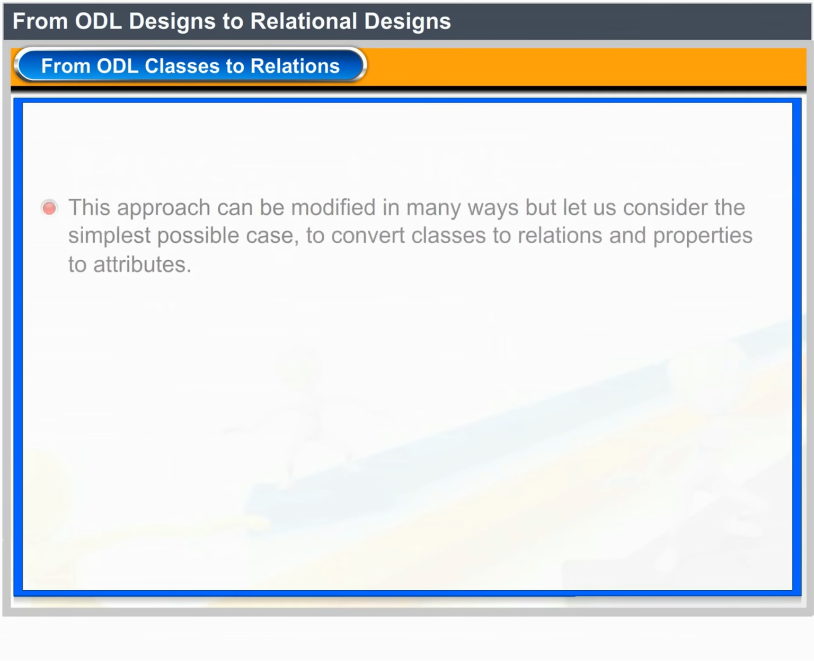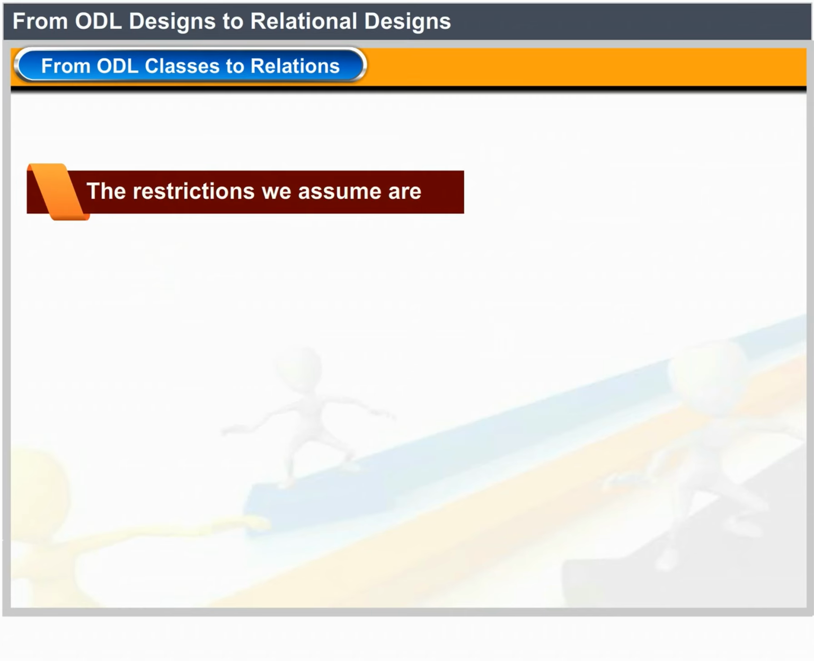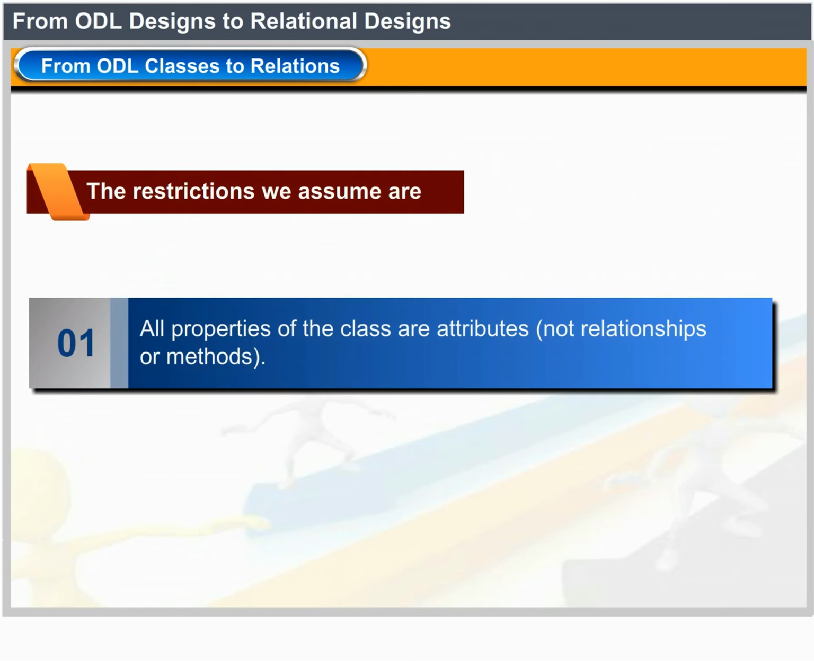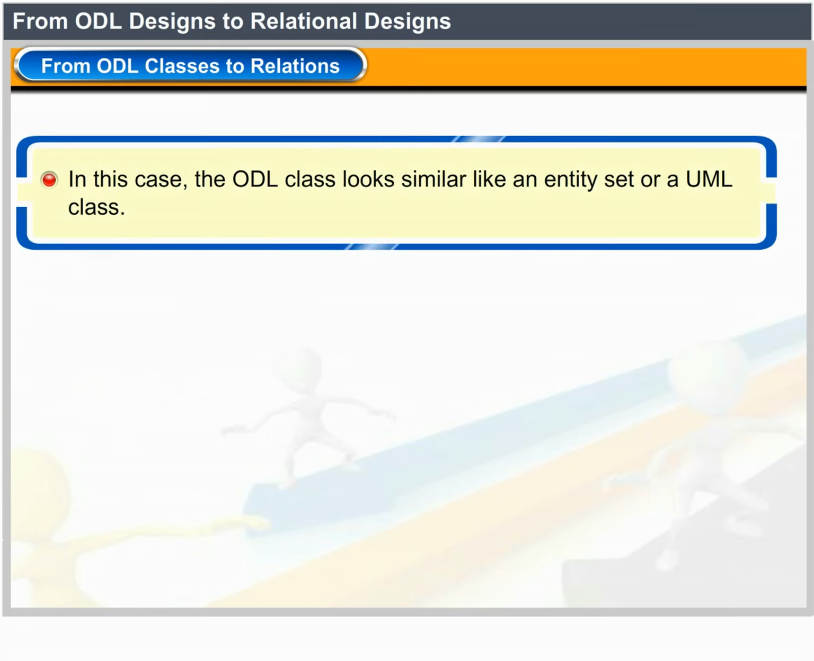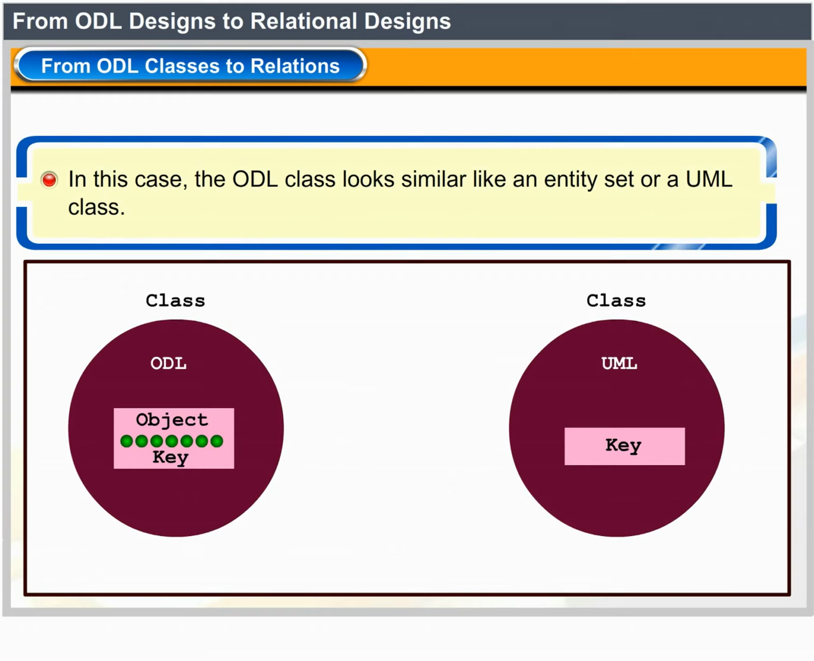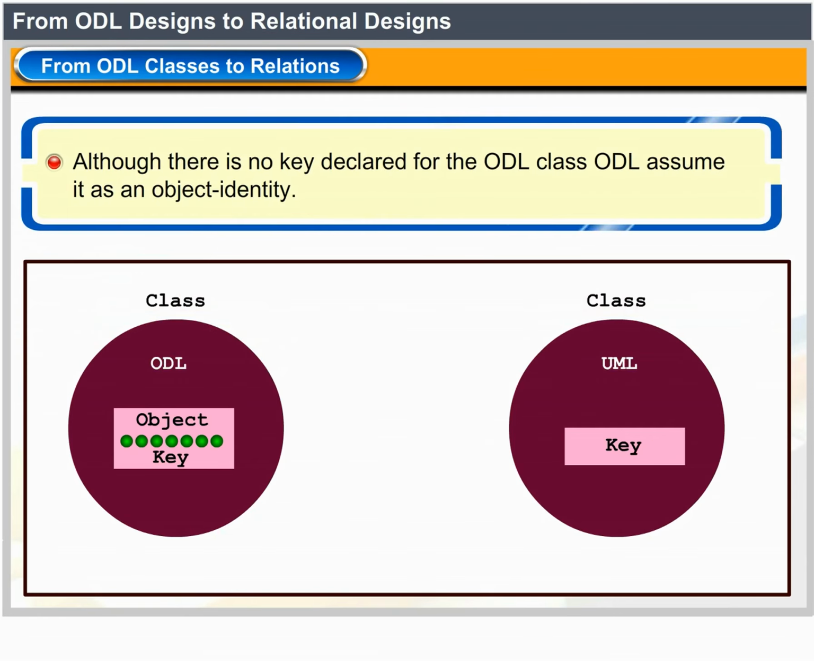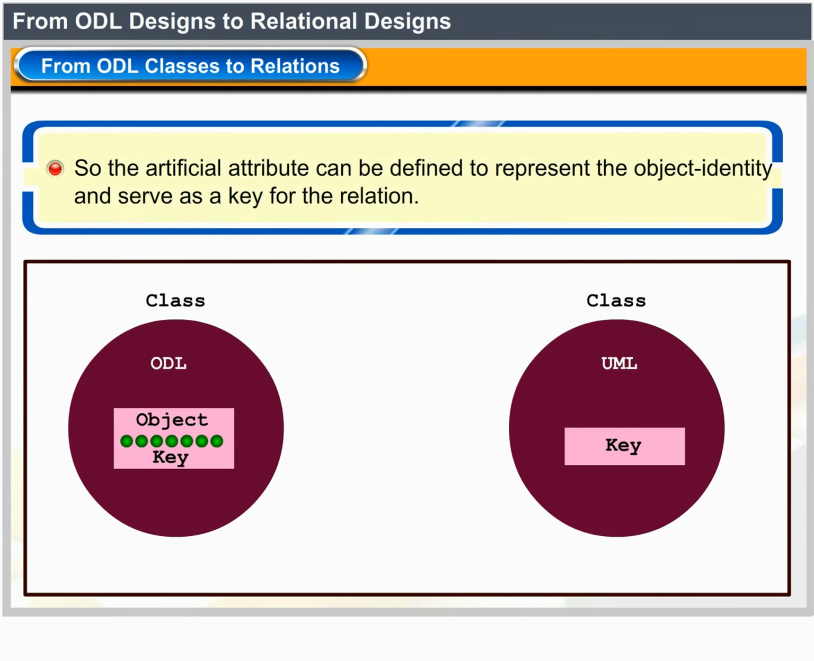The restrictions we assume are: Number 1. All properties of the class are attributes, not relationships or methods. Number 2. The types of the attributes are primitive, not structures or sets. In this case, the ODL class looks almost like an entity set or a UML class. Although there might be no key for the ODL class, ODL assumes object identity. We can create an artificial attribute to represent the object identity or serve as a key for the relation.